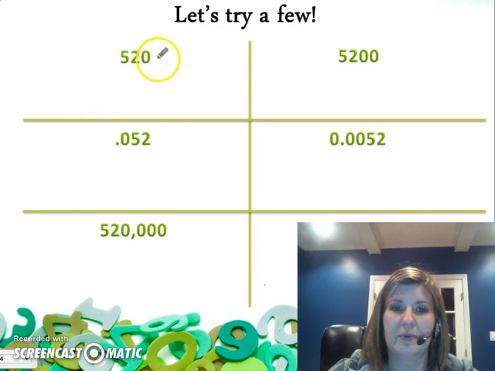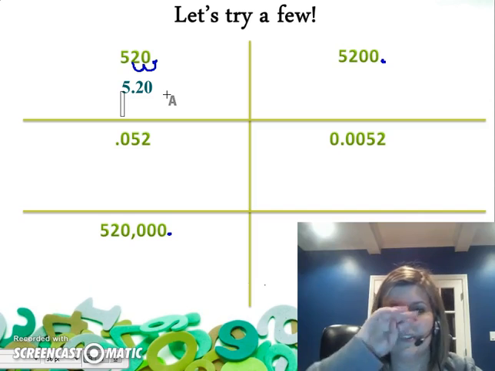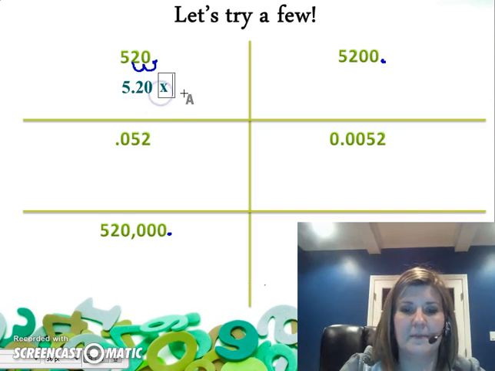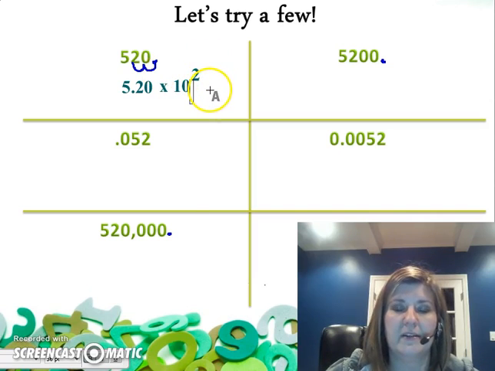Okay, trying a few more. Whenever you see any number and there is no decimal point, you assume the decimal point is at the end of the number. So quickly going through here, we would go 1, 2 positions to the left. That would give you a final number of 5.20 times 10 to the 2, because we moved that decimal place 2 places, and it's larger than 1.